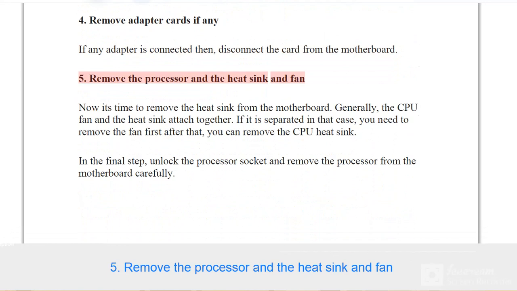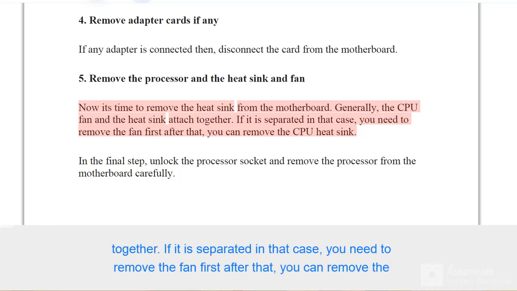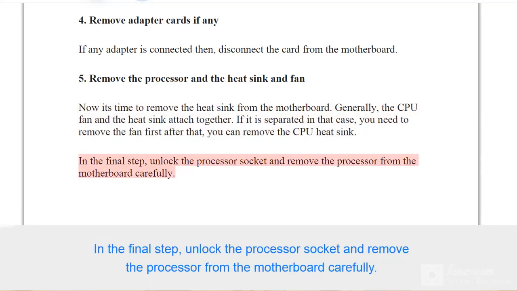5. Remove the processor and the heat sink and fan. Now it's time to remove the heat sink from the motherboard. Generally, the CPU fan and the heat sink attach together. If it is separated, in that case, you need to remove the fan first. After that, you can remove the CPU heat sink. In the final step, unlock the processor socket and remove the processor from the motherboard carefully.